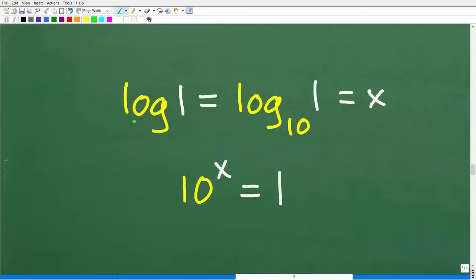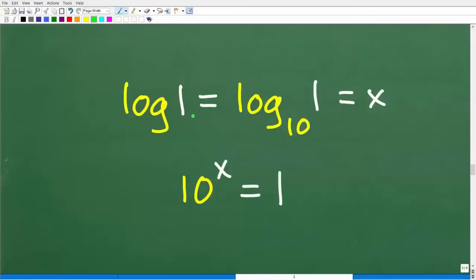Now remember, when you have an expression like a logarithm where it's just log and you don't see a number down there, that number is 10. So if you are dealing with another logarithm like log base 7 of x, well, this is explicitly telling you this is base 7. But if you just see log by itself, it's implied that the base is 10. Again, it's called a common logarithm.